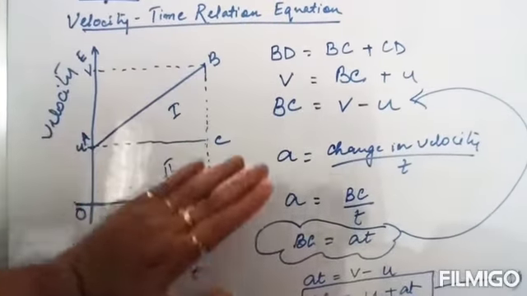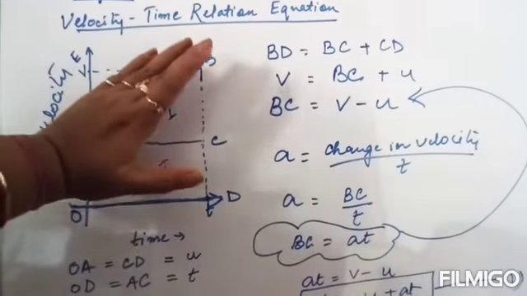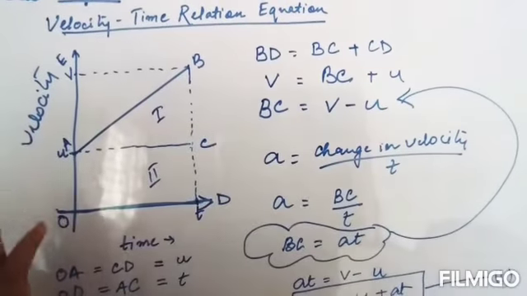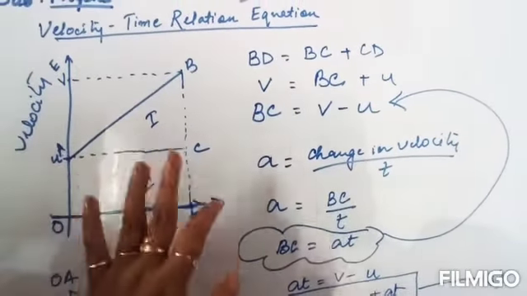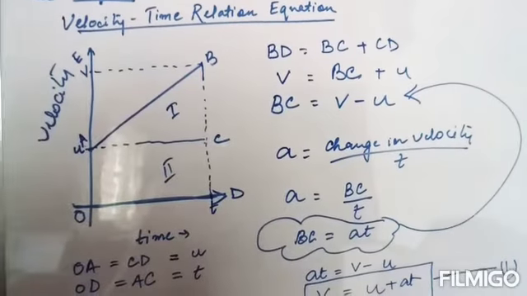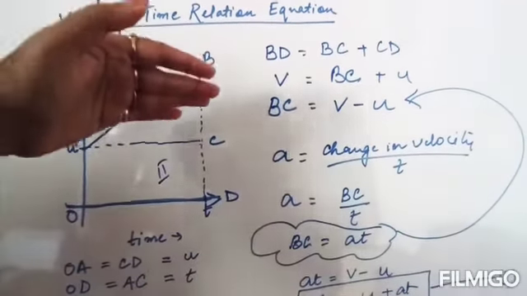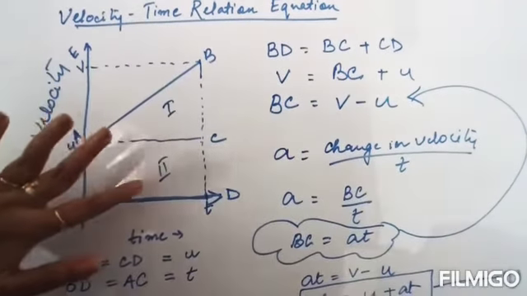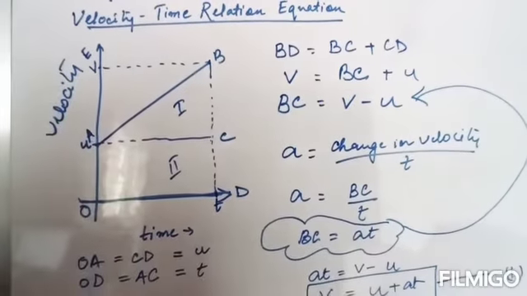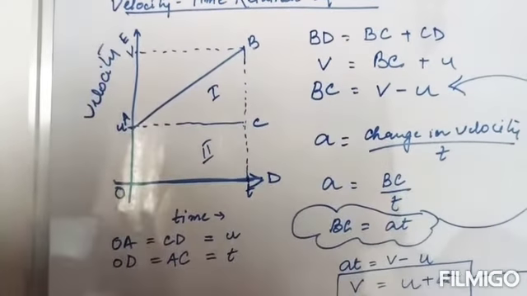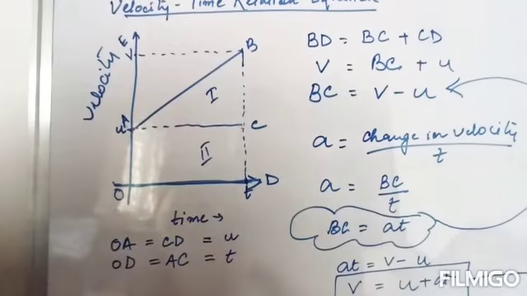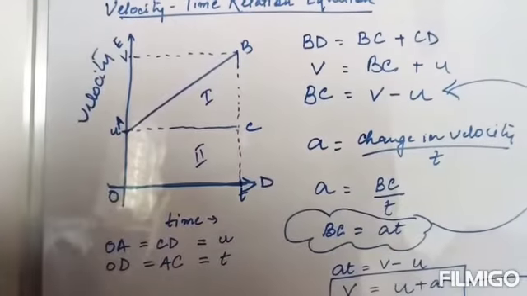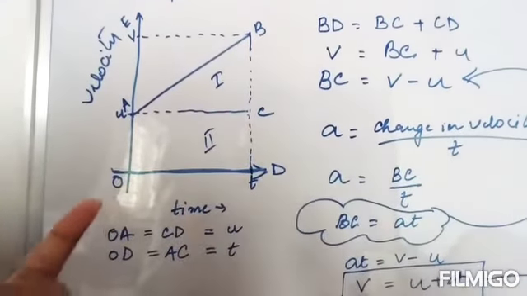Now if I draw the graph, this is the total area covered by the graph. What is it? OABD. This total area can be divided into two portions. The first part is a triangle and the second part is a rectangle, and from there we can find out certain values. For the rectangular area, what do I require? I require length and breadth.